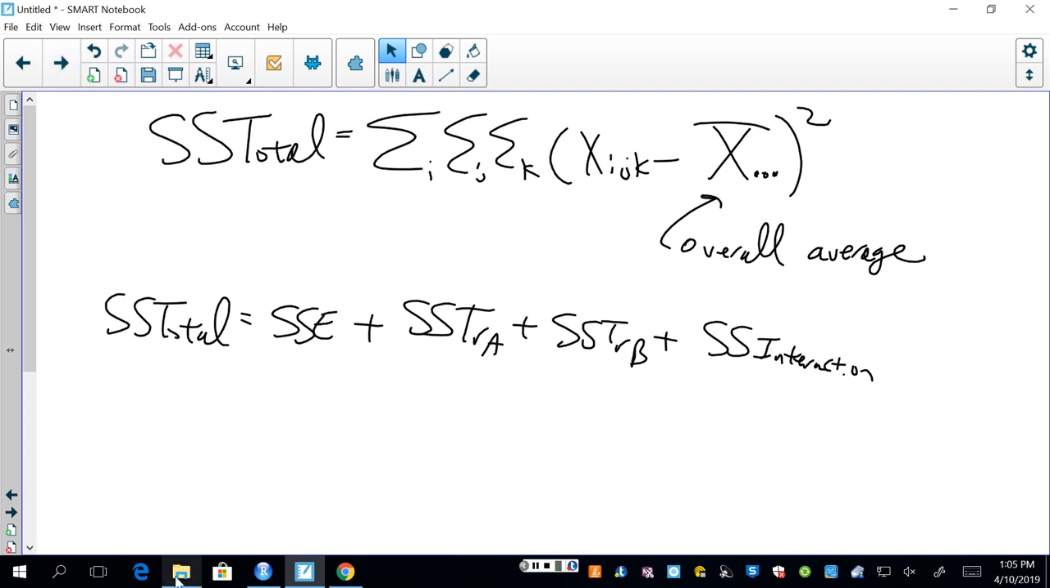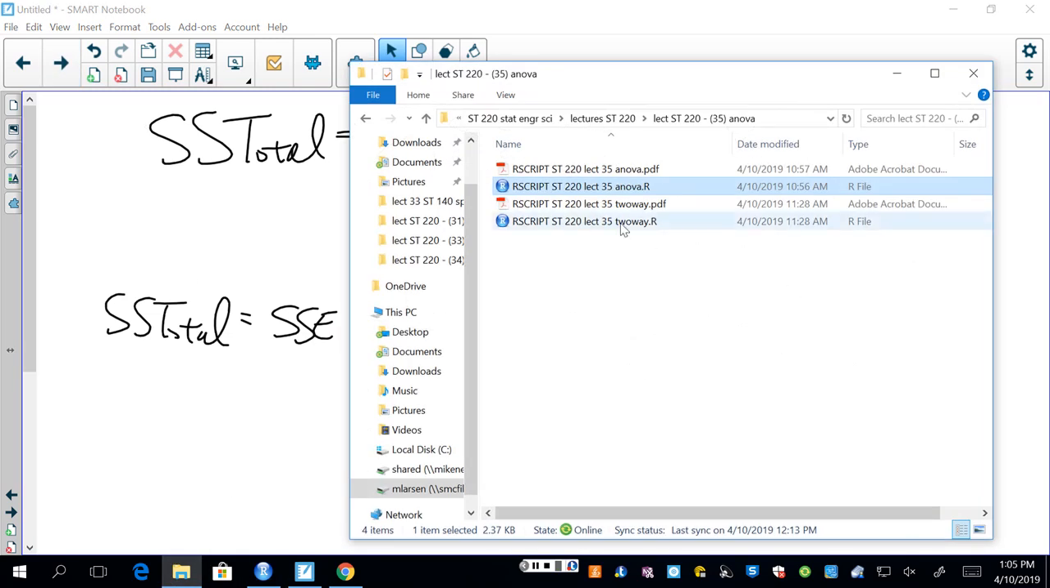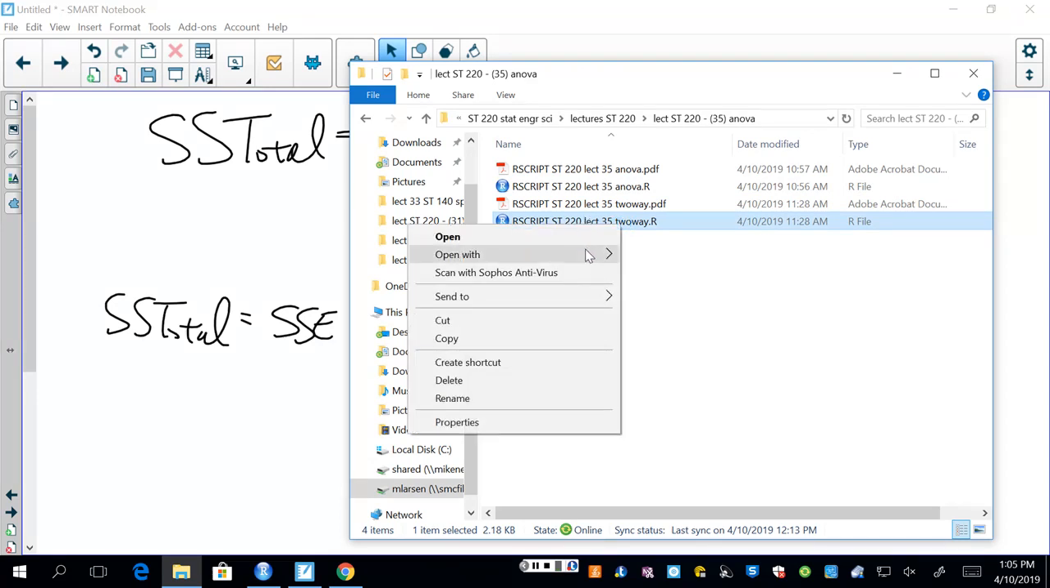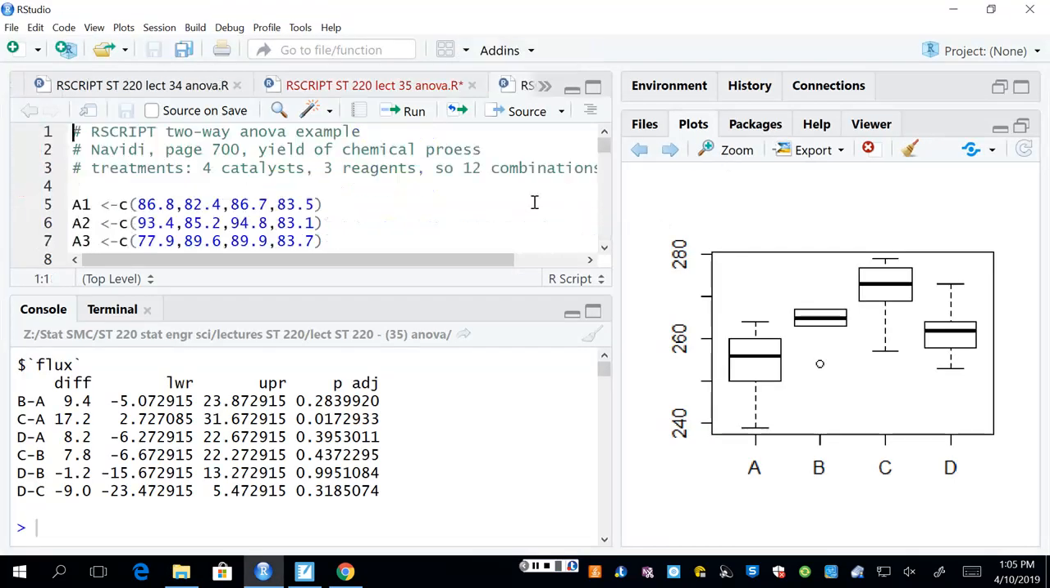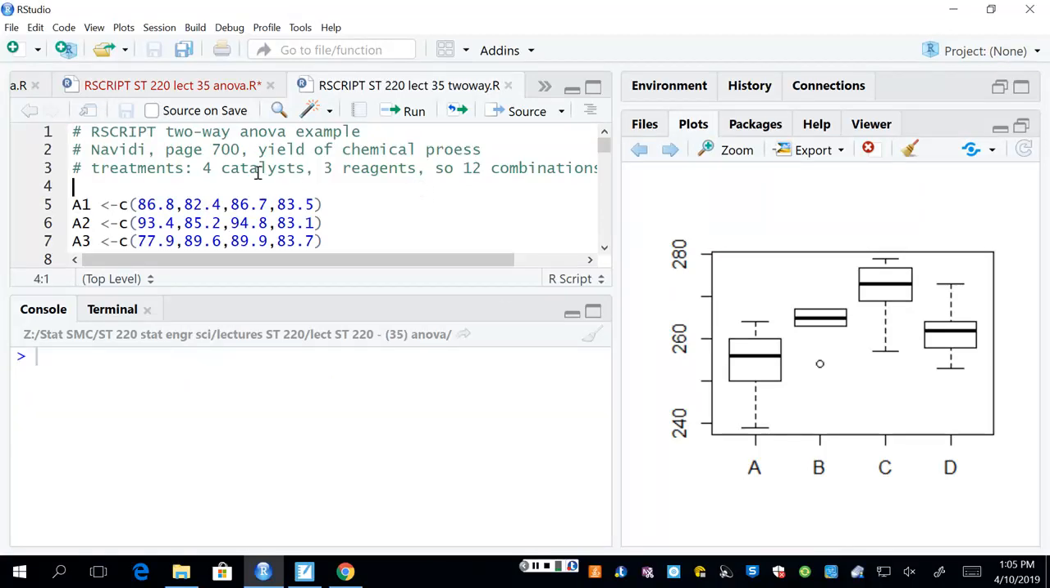Let's look at an example. So the second handout today shows up here. So this is again from NVIDIA, right? So it's measuring a yield of a chemical process. So you're putting in a catalyst and a reagent, different levels of a catalyst, different levels of a reagent, and then getting an outcome. Right? And so the X values, these are the values of the outputs.